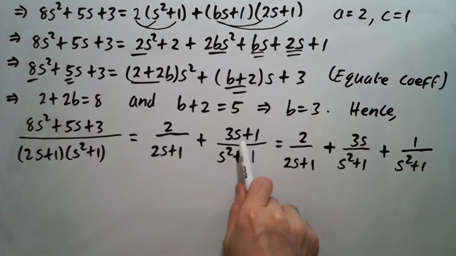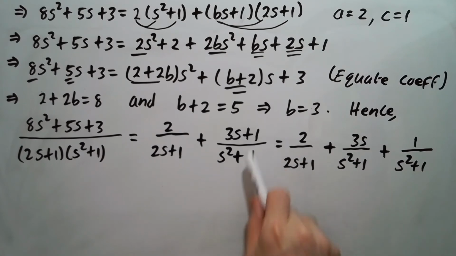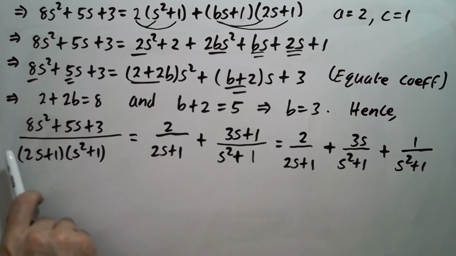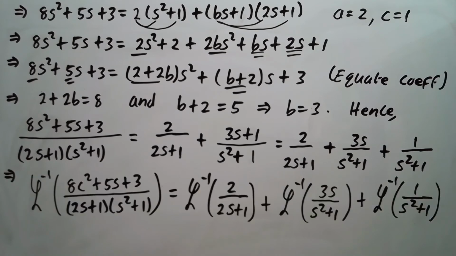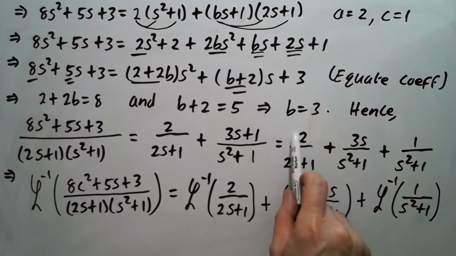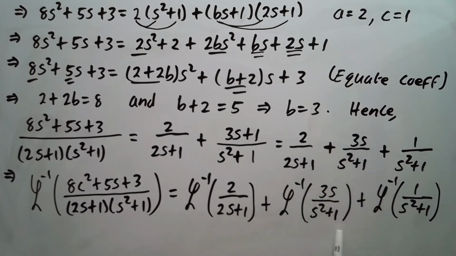Okay, so we broke up this fraction as 3s over s squared plus 1 plus 1 over s squared plus 1. Now let's take the Laplace inverse on both sides. The Laplace inverse is linear, so it means the Laplace inverse of this will be the Laplace inverse of this one, plus the Laplace inverse of this one, plus the Laplace inverse of this one. It's linear because the Laplace transform we proved was linear. Therefore, the inverse Laplace would have the same property.